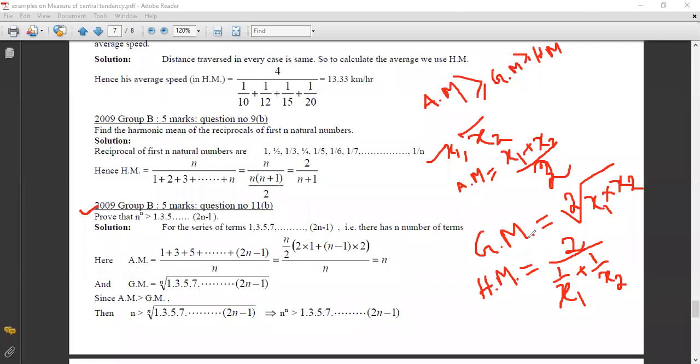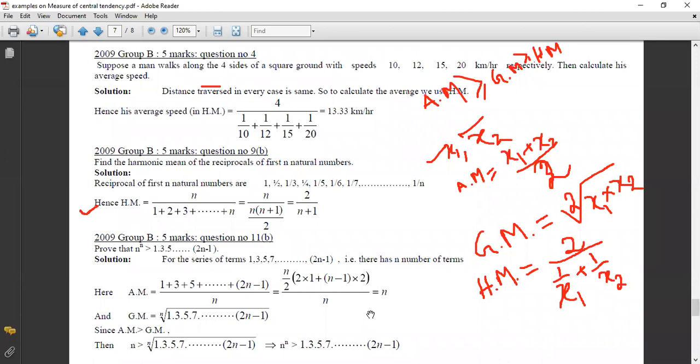For example, you can say it like this. You see the harmonic mean. You see this example: there are 4 elements. There are 4 speeds: 10, 12, 15, and 20. The speeds are given, and what is the harmonic mean? 4 number of observations are there. So 4 over 1 by 10, 1 by 12, 1 by 15, 1 by 20. So this is called the harmonic mean.